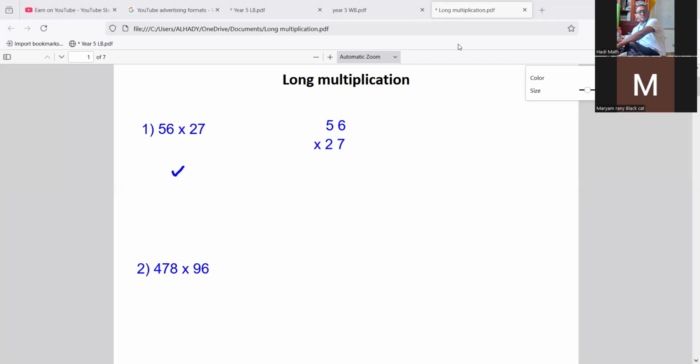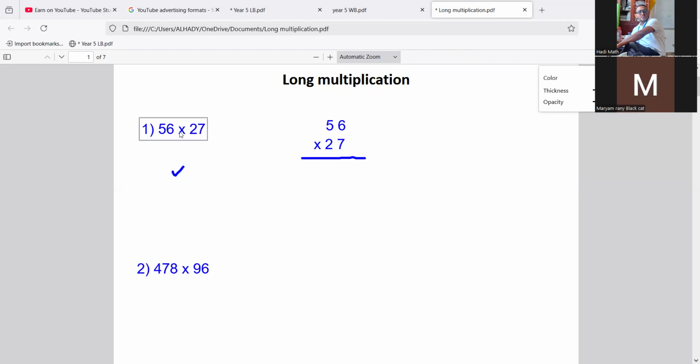Okay, today we're going to learn about long multiplication, like when you would like to multiply two-digit numbers by another two-digit number. Please, I want you to understand carefully. First of all, you put your numbers in columns like that.